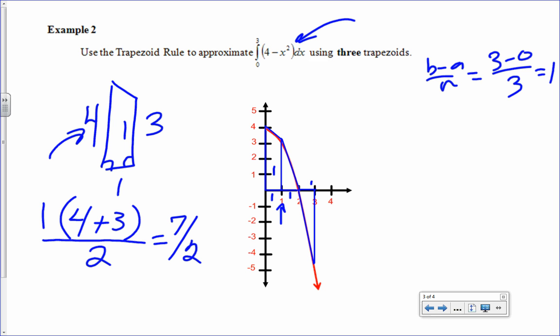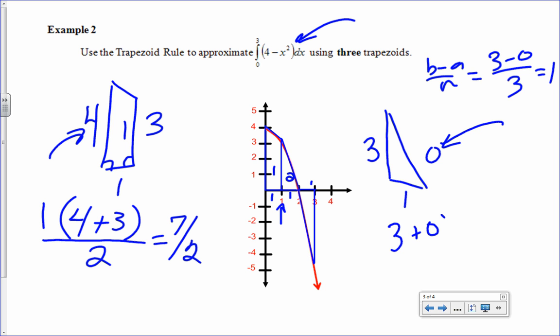Number 2 is actually, well, it's better than that, but it is a triangle that's base of 1. This height I just used of 3. What's the height on this side? 0. So can we still use the trapezoid formula? We can. 3 plus 0 times 1 divided by 2. In other words, a triangle. Right?